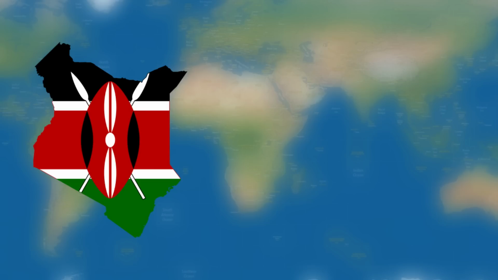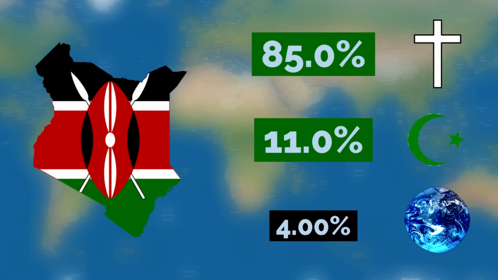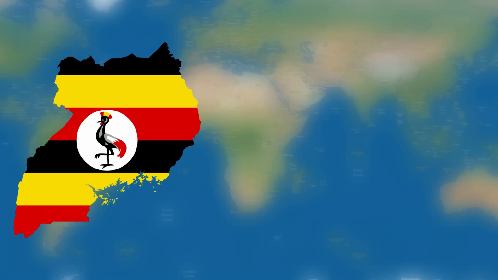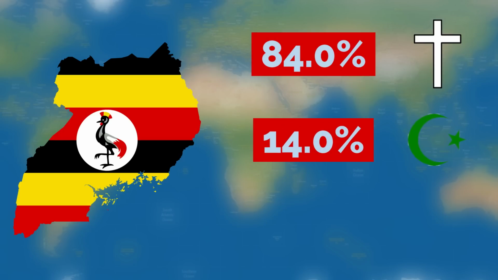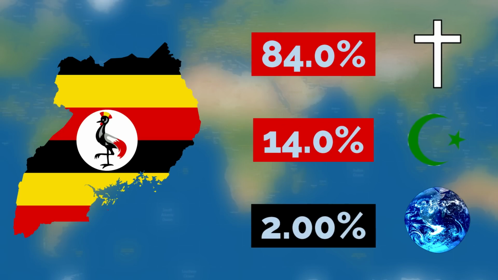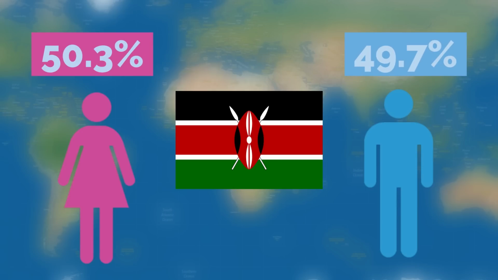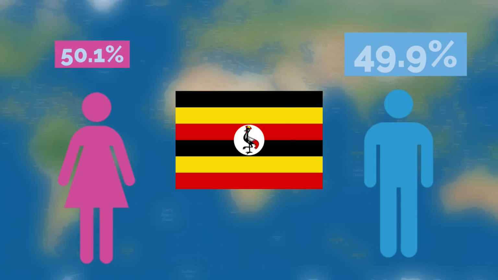In Kenya, around 85% of the population is Christian, 11% Muslim, and 4% follow traditional religions or other faiths. Uganda has a similar Christian majority at 84%, with 14% Muslim and 2% following other religions. About 49.7% of the Kenyan population is male while 50.3% is female. About 49.9% of the Ugandan population are male while females are 50.1%.